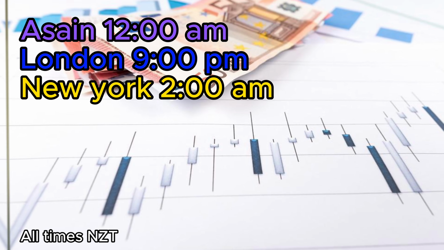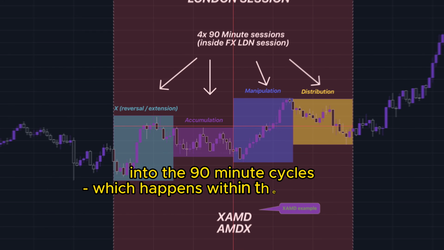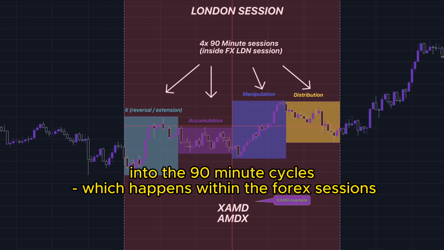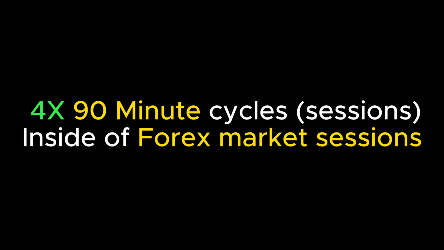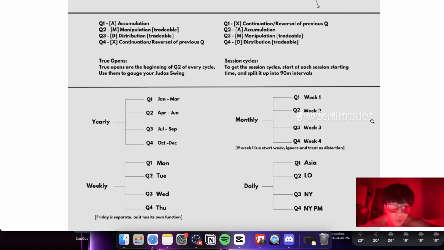One on the yearly to show you how you could use it on a swing time frame analysis. One on the daily throughout the Forex market sessions of the day. We're going to be digging even deeper into the 90-minute cycles which happen within the Forex market sessions. Tongue twister. Alright boys, so as we talked about, the quarterly theory has 4 quarters.